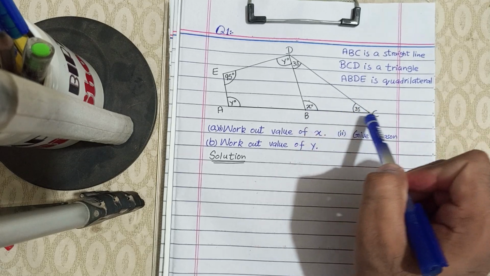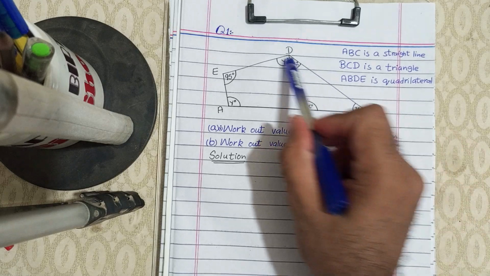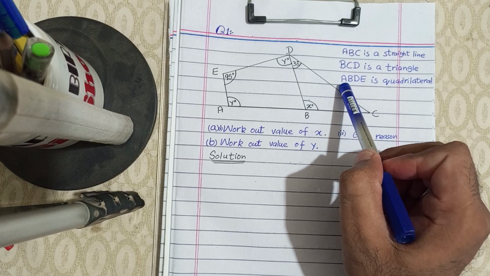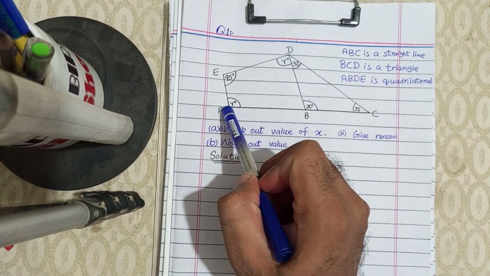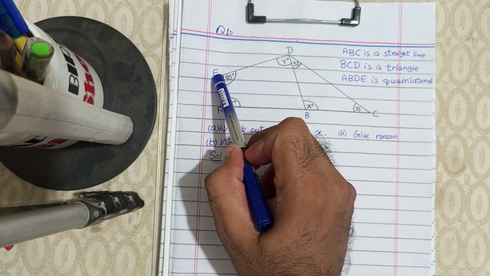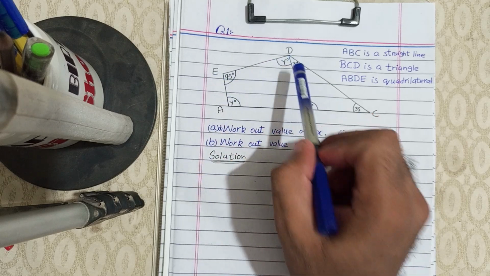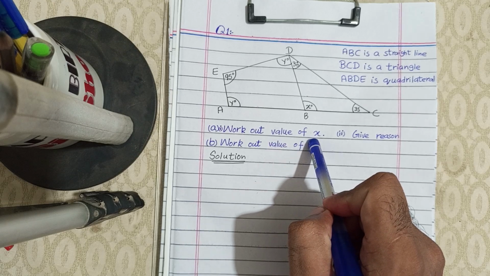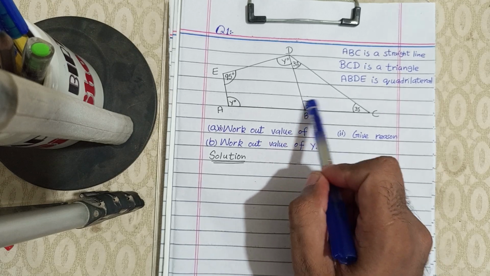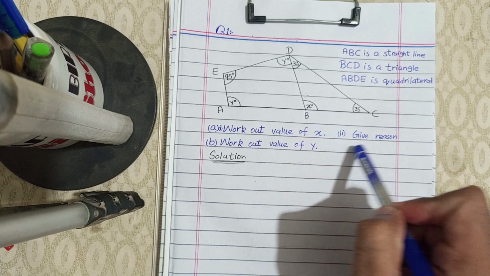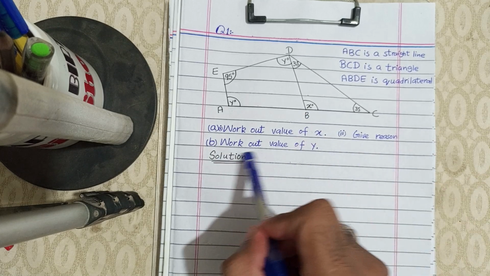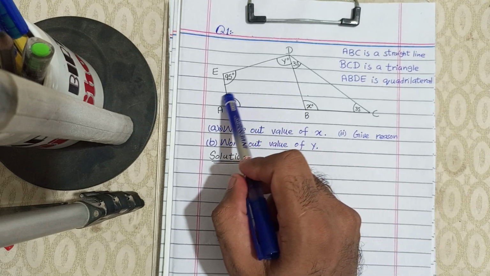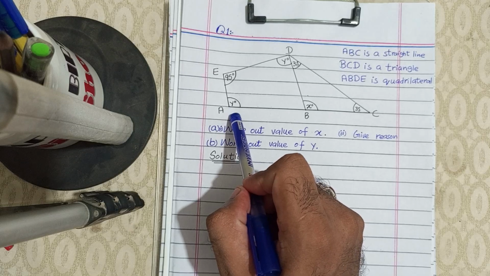So BCD is a triangle and ABDE is a quadrilateral. So we work out the value of x, and also give the reason. And in part B, work out the value of y. So we calculate the value of y.